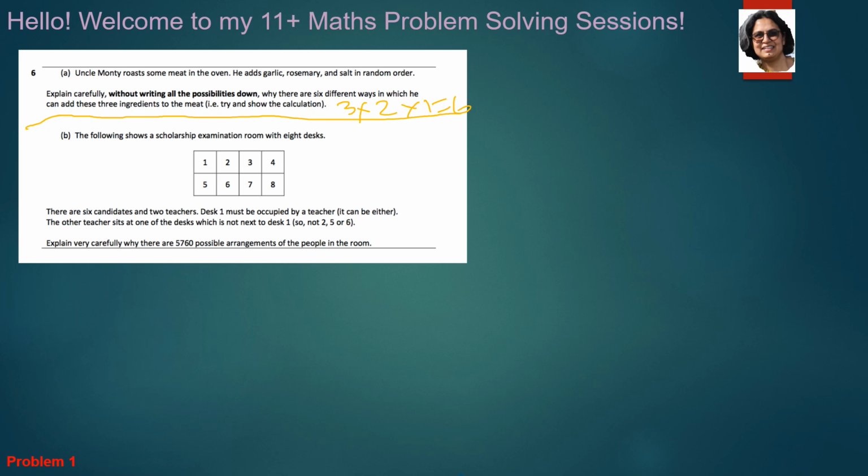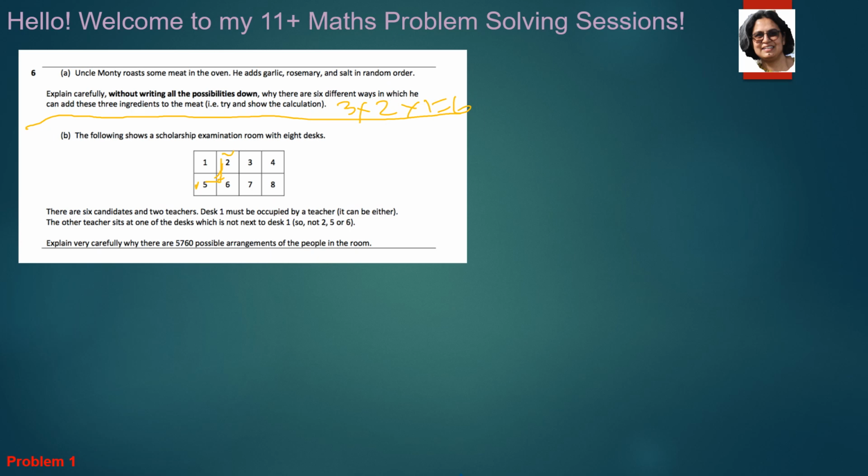It can be either of the two teachers can take desk 1. The other teacher sits at one of the desks which is not next to desk 1. So the teacher cannot take any of these 3. So the teacher can take these ones: 3, 4, 7, and 8.